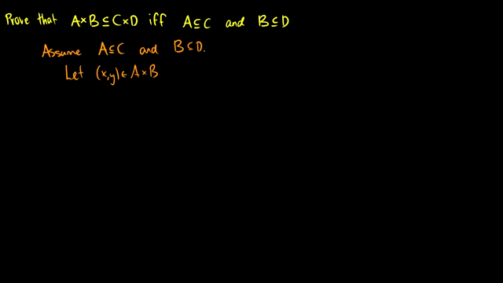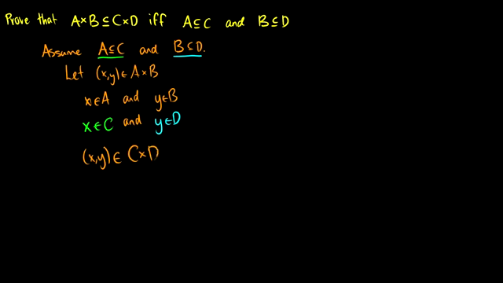Okay, so like before, we know that x is in A and y is in B. But because A is a subset of C, if x is in A, then x is in C. Therefore, we have that x is in C. And B is a subset of D, so if y is in B, then y has to be in D. So we have y is in D. And therefore, we have (x, y) is in C cross D. And therefore, our proof is complete.